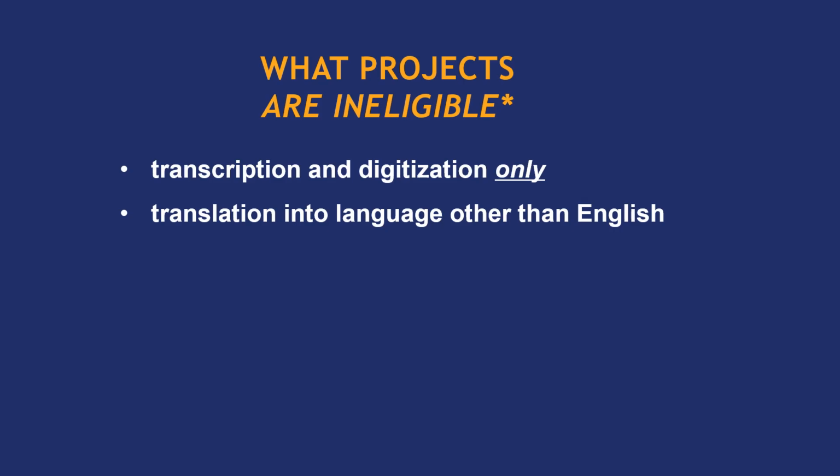So what projects would be ineligible for this program? Sometimes we get questions about whether a project is a good fit at all for this program. First, projects that are only transcription digitization. So you have a text, you want to make it available on the web, but you don't plan on doing any scholarly content. You're not going to be writing introductions or creating annotations. It's simply digitizing or transcribing existing text to make them available for usage without comment. Those would not be eligible.